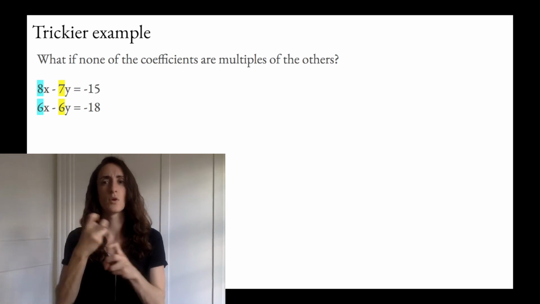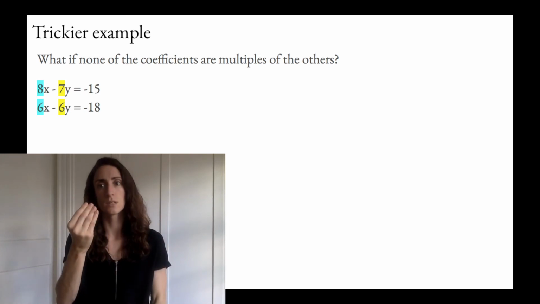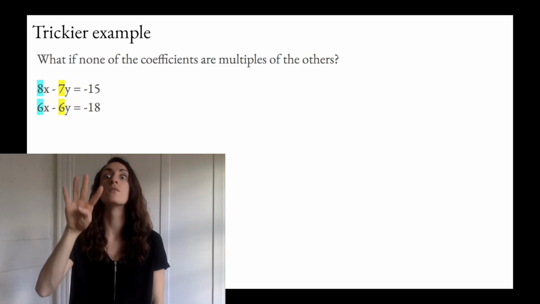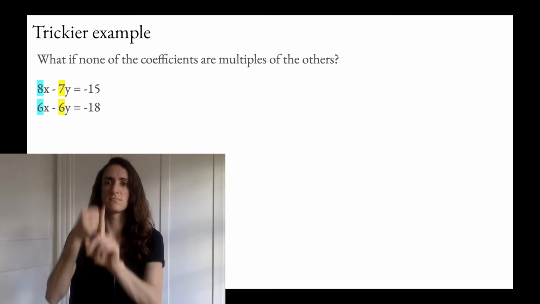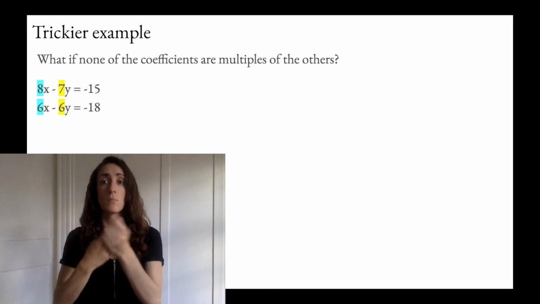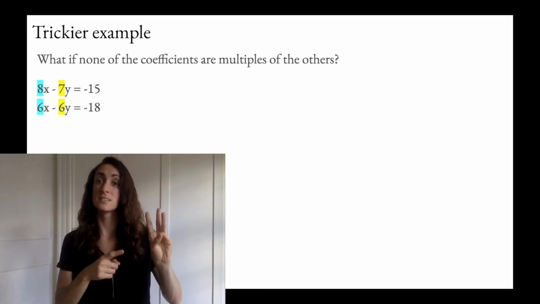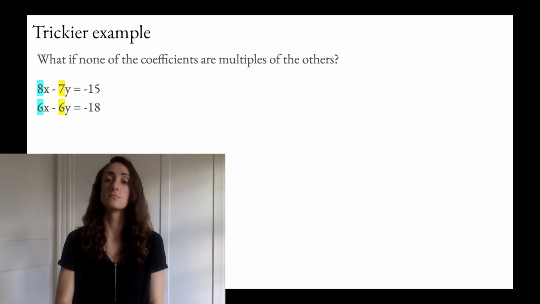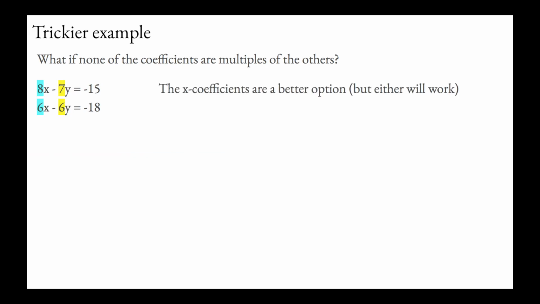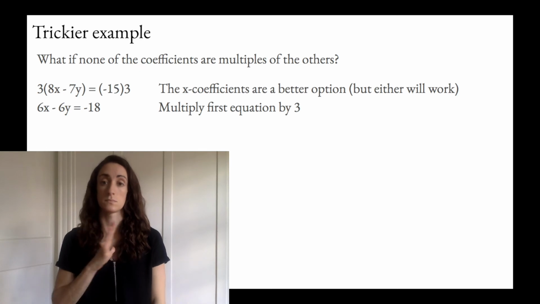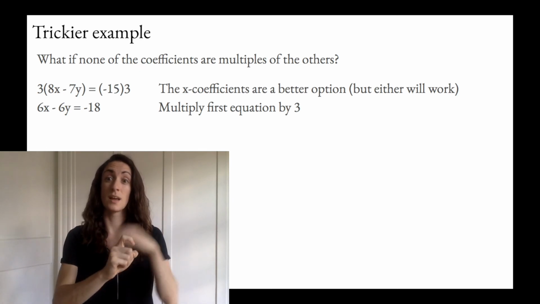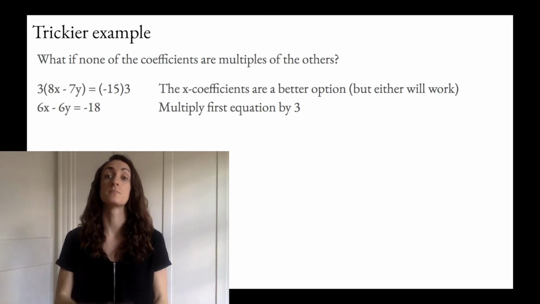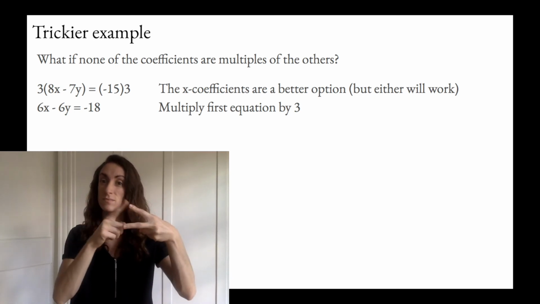If we were to try to do this with the y coefficients, 7 and 6, we can think about the multiples of 7. We've got 7, 14, 21, 28, 35, 42. Finally, we hit on a multiple of 7 that's also a multiple of 6. So it works, but it's just not as nice as working with the x coefficients. So we'll focus on the x coefficients, 8 and 6, and remember we want both of them to become 24 so that we can eliminate them.